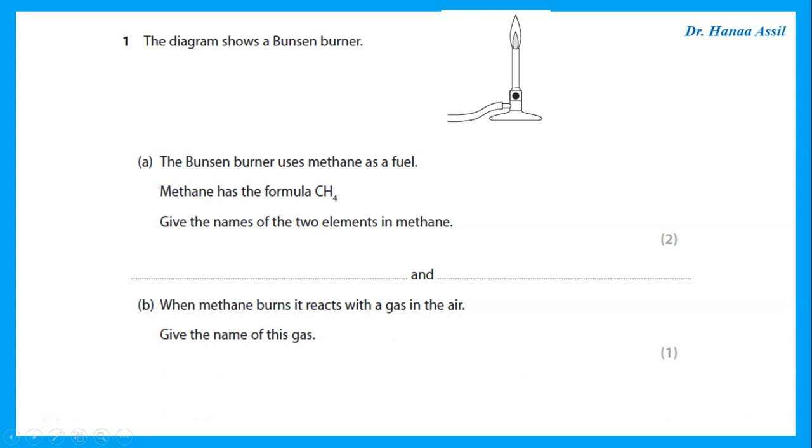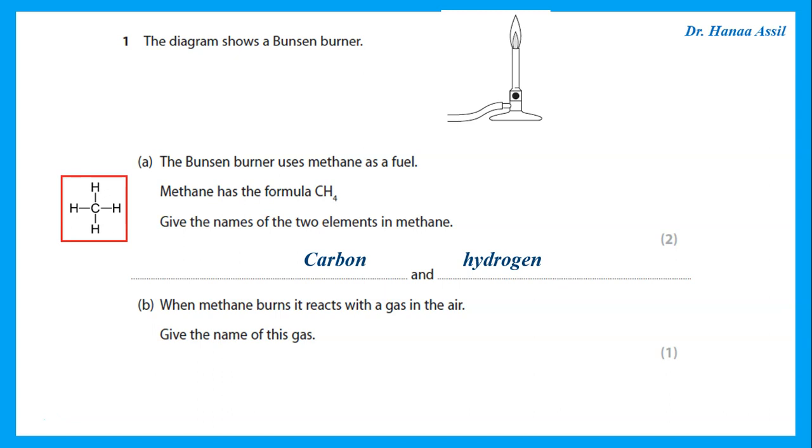So the first question says the diagram shows a Bunsen burner. The Bunsen burner uses methane as a fuel. Methane has this formula. Give the names of two elements in methane. Of course, this is the formula of methane. The elements in methane are carbon and hydrogen.